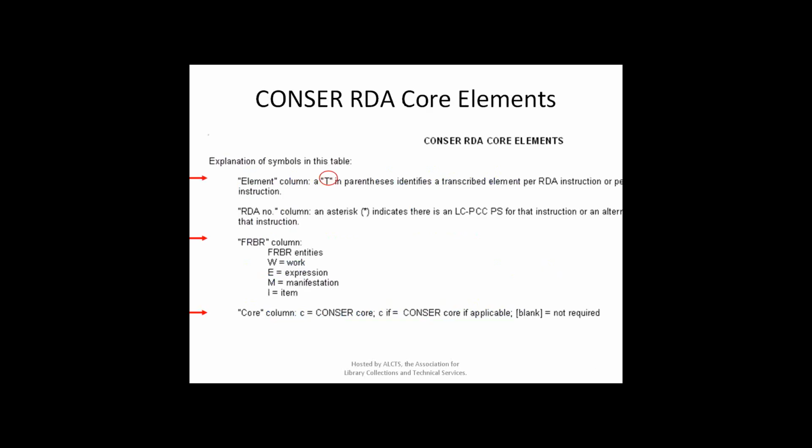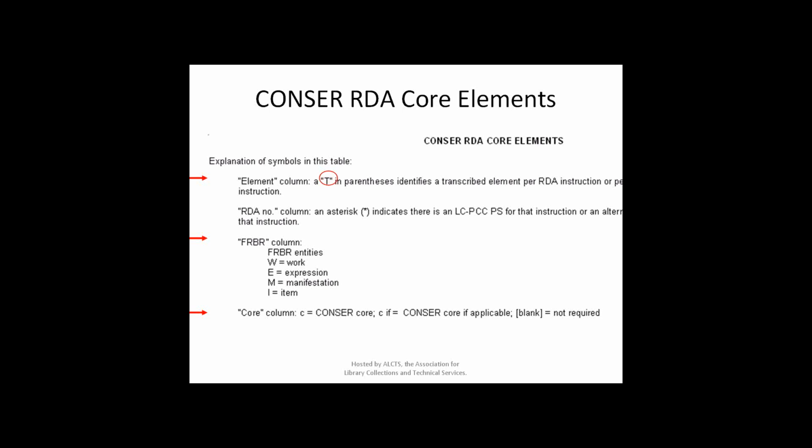Now, let me just step into the first document here, and this is the CONSER RDA core element set that's arranged by RDA instruction. So this is the first kind of element set that we're given, and it points out, as we mentioned earlier, an important principle in RDA is representation, which means that you're representing in certain elements, title statement, publication statement, what appears on the resource that you have in your hand, the manifestation that you have in your hand.